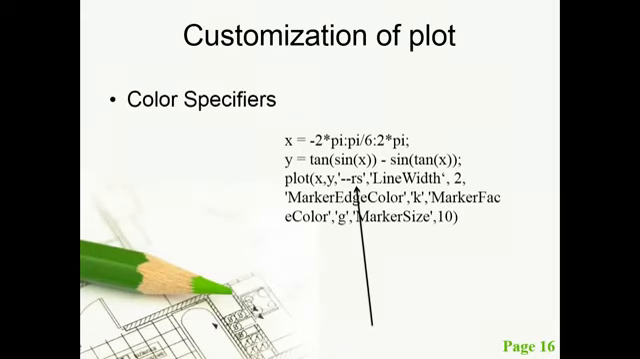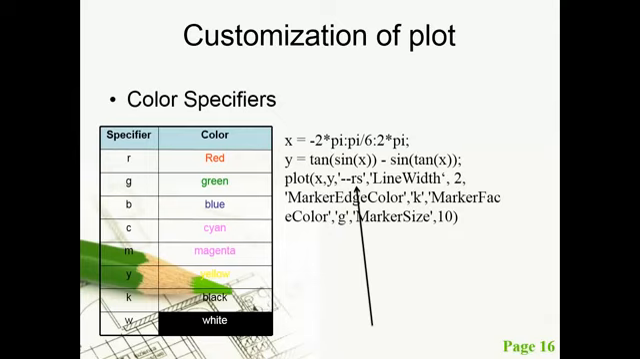Next one is the color specifier. Here you can change the color of the plot. In this function, r indicates the red color. You can use color from this chart, or you can customize your own color using the RGB code.